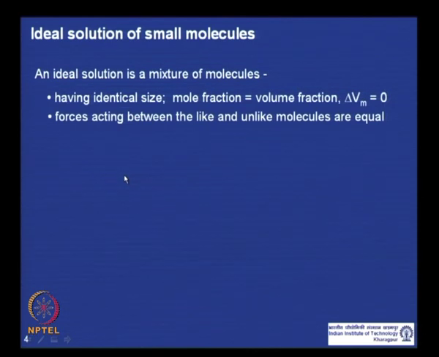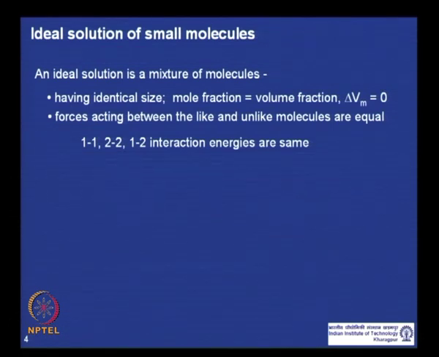So, there will be no change in volume after mixing of the components. And of course, there is another condition: the force acting between like and unlike molecules, similar and dissimilar molecules, are equal. In other words, if 1 is your solvent and 2 is your solute, then the 1-1 interaction and the 2-2 interaction are the same as the interaction between solute and solvent molecules, which is the 1-2 interaction. So, if you replace one of the solute molecules or solvent molecules with another one, there should not be any change in the energy of the system.